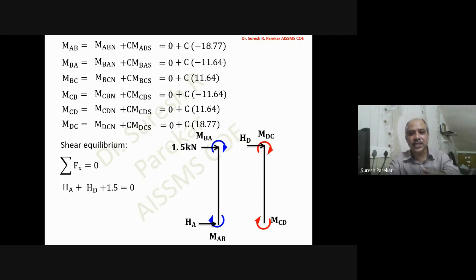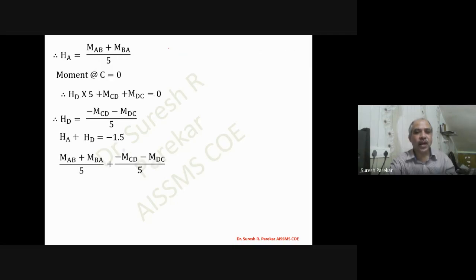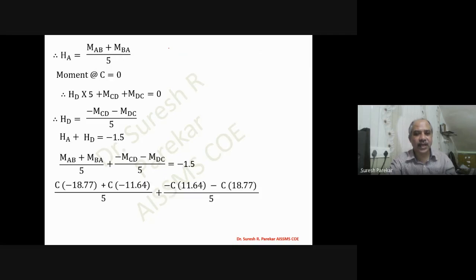The reaction is at point D, not at C. That again we have to take care of, and we have to write down the equation for HA. We have to write down the equation for HD. So the HD equation we will get as minus, then add 2 and substitute values of HA and HD and get the value of C, which will be 0.123.